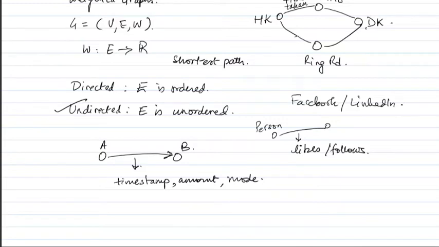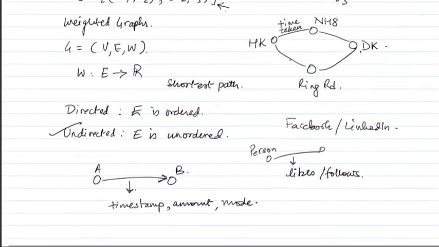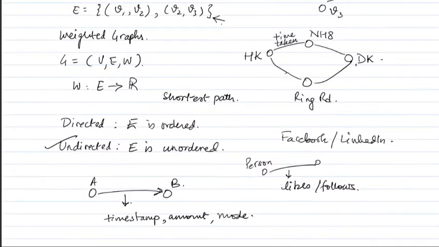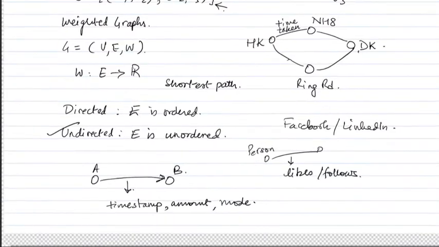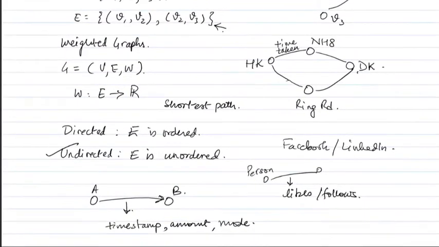Is it an IMPS, NEFT, and so on? So you could have lots of attributes associated with the edges as well. We'll basically be dealing with the simplified version. We are just going to consider a weighted graph, with one value associated with each edge. So what are some applications of graphs?